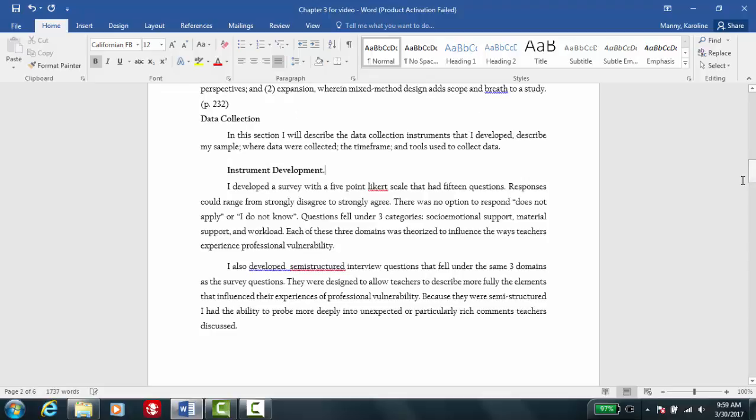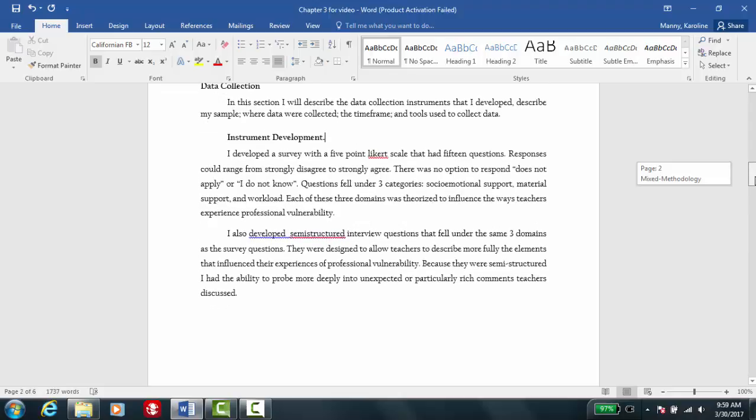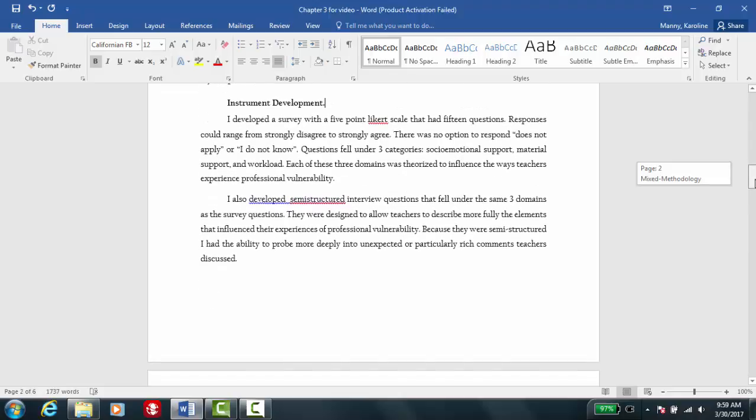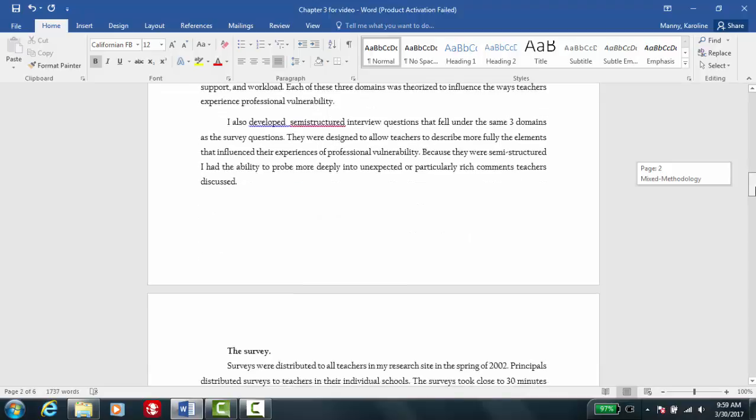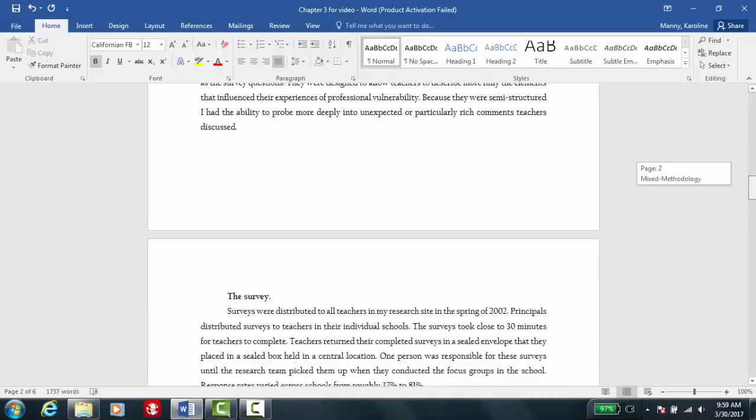And notice, because this is a mixed method study, we talk about both how I developed the survey and the semi-structured interview questions. I chose a mixed method design because some of you did quantitative, some of you did qualitative, while some of you actually did mixed method studies. So this will provide all of you with samples of what your writing should look like.